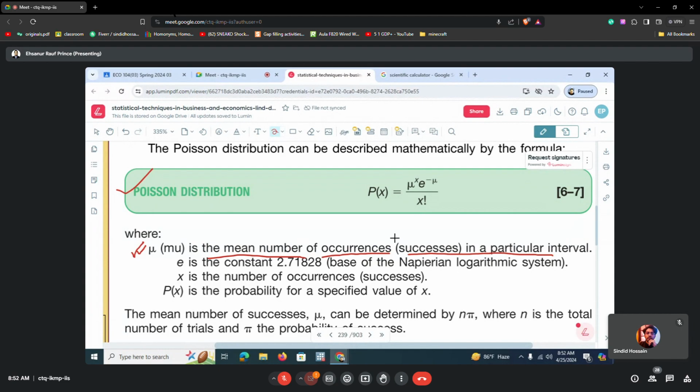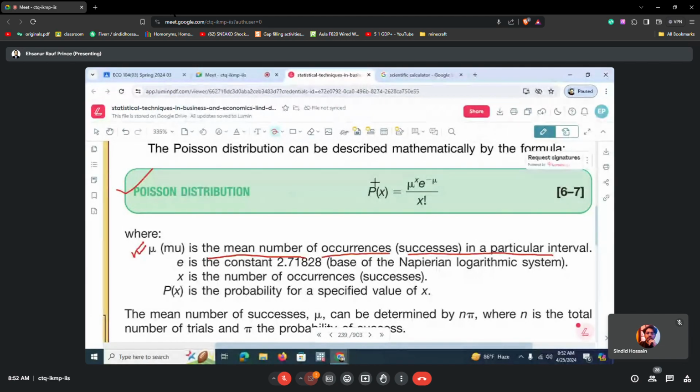Okay, do you all understand? I gave the example of Shopno, the super shop in front of the studio. What is the average number of customers that visit Shopno between 10 a.m. to 11 a.m.? That is this mu, right? The mean number of occurrences in a particular interval. Or, on average, how many patients visit a hospital in 1 hour. On an average means what? Mu, the mean.